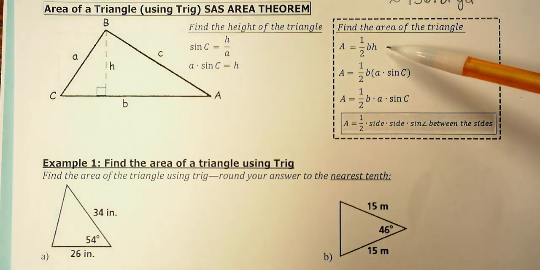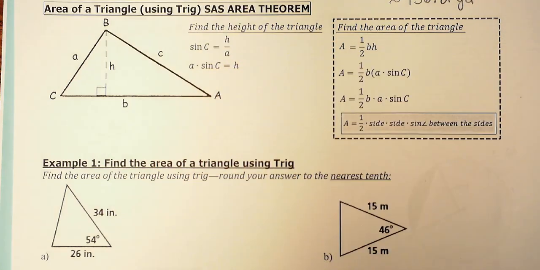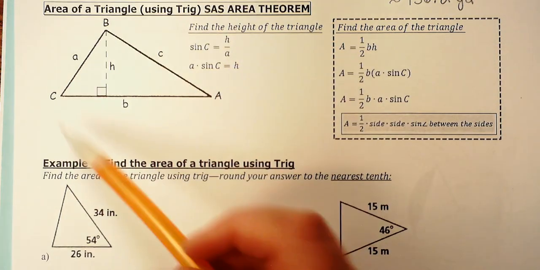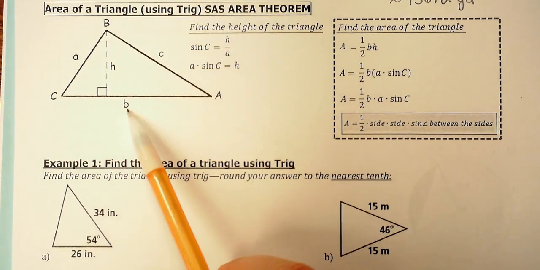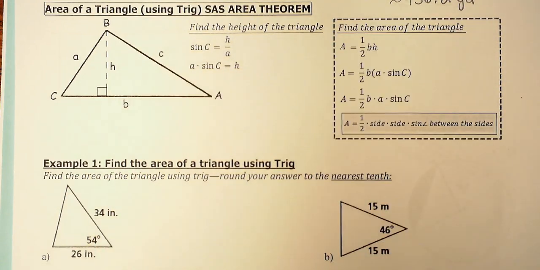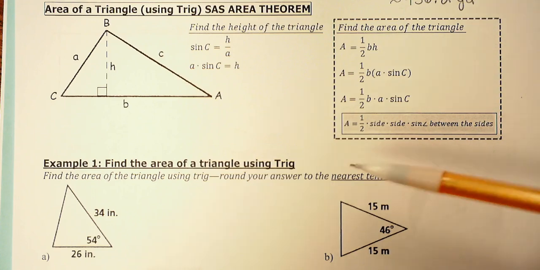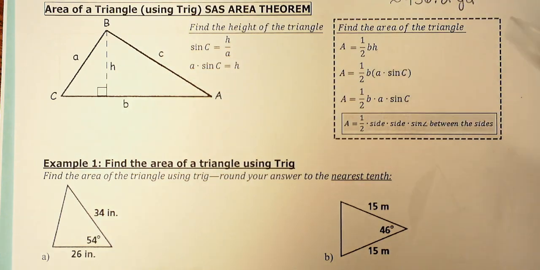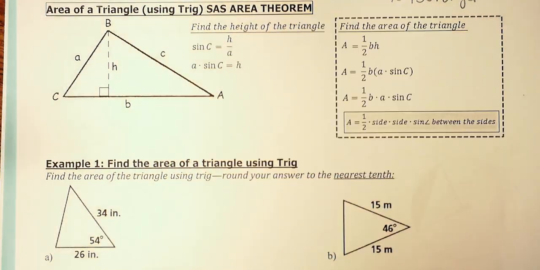You guys already know that, and I've got some labels in this picture here. So the base would just be B, just this segment right here. The height is this h. Okay, what's going to go on in this little proof is I'm going to show you a way to find the height here if you don't know it.